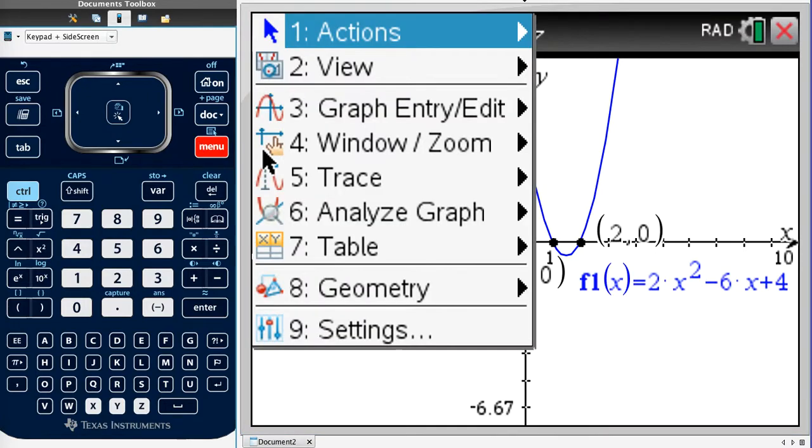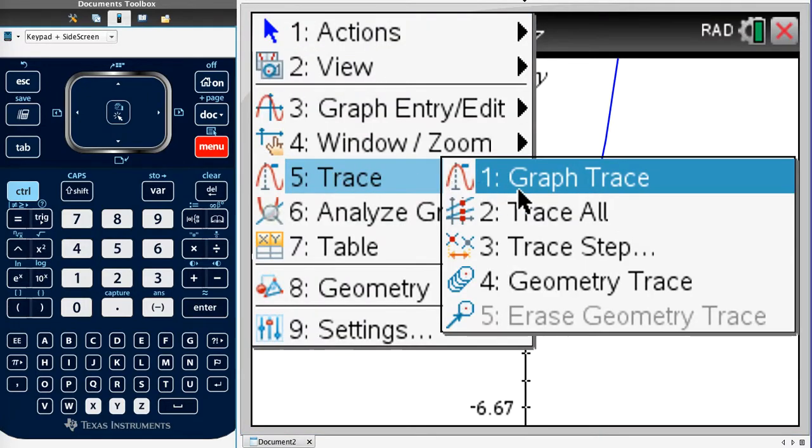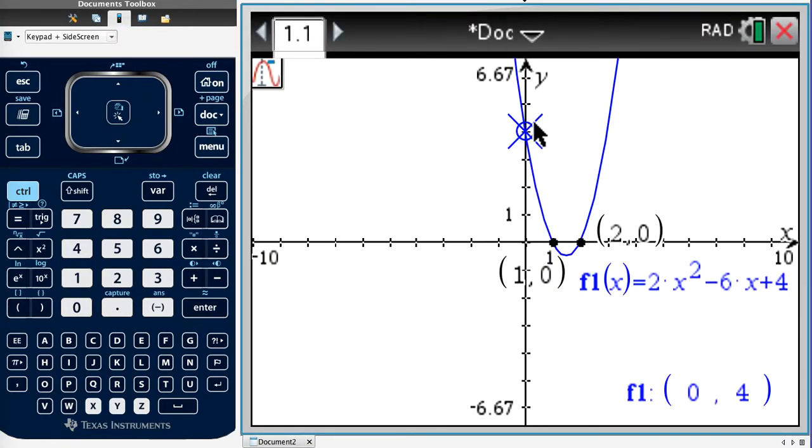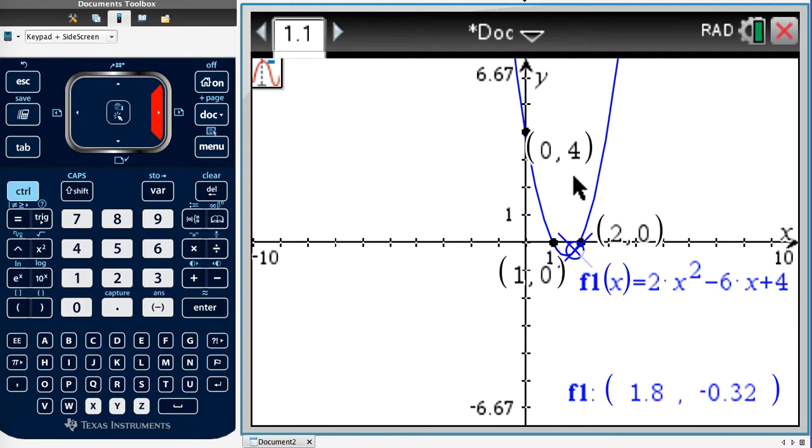And also I can find any point using the trace function, and you can see that's snapped actually to the point (0, 4), which is my y-intercept. I can press enter and it will actually save that point for me to refer back to later if I want to, even if I move the cursor away from that point of (0, 4). Let's now press escape to get out of that.